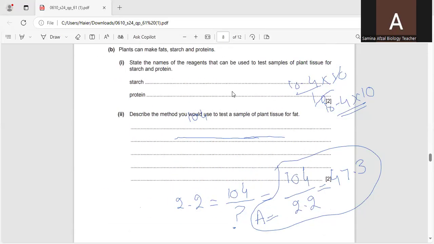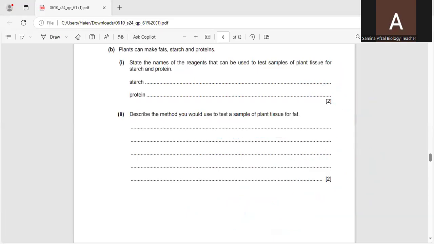Next question is, plants can make fat, starch, and protein. State the name of the reagents that can be used to test samples of plant tissues for starch and protein. You know, starch can be detected by using iodine solution. And the iodine is yellowish brown, you can say, yellow or brown in color. Both of these colors can be used.